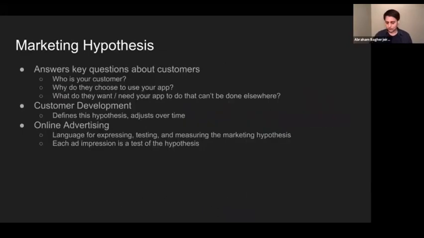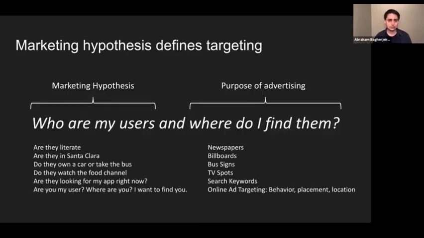So the key question that an advertiser has to answer is, what is their marketing hypothesis? Who are your customers? How do you find them? And what do you want them to do? The customer development process is where advertisers think through what makes their product make sense and how they can tailor it to their specific customers. There are lots of ways you can define who your customers are and where you find them, and those are the different types of advertising that you might choose to use.